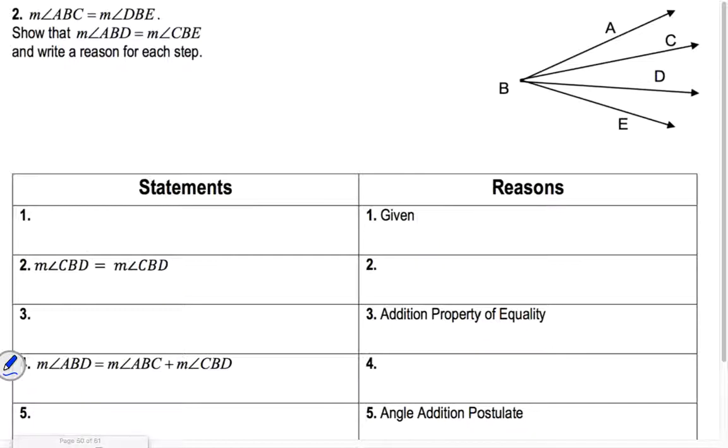All right, so let's try it again. The measure of angle ABC is equal to the measure of angle DBE. So let's put some markings in. So ABC is this angle, and it is equal to DBE, this angle.